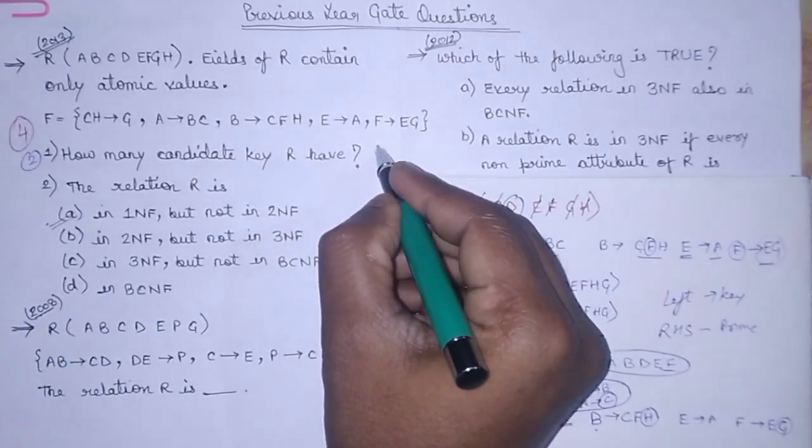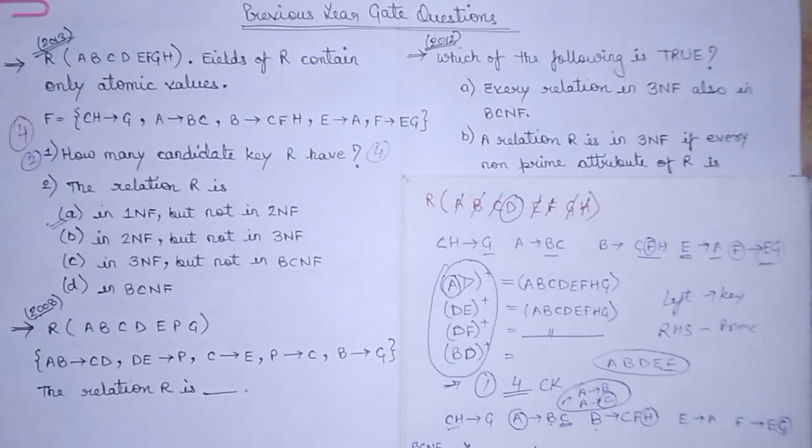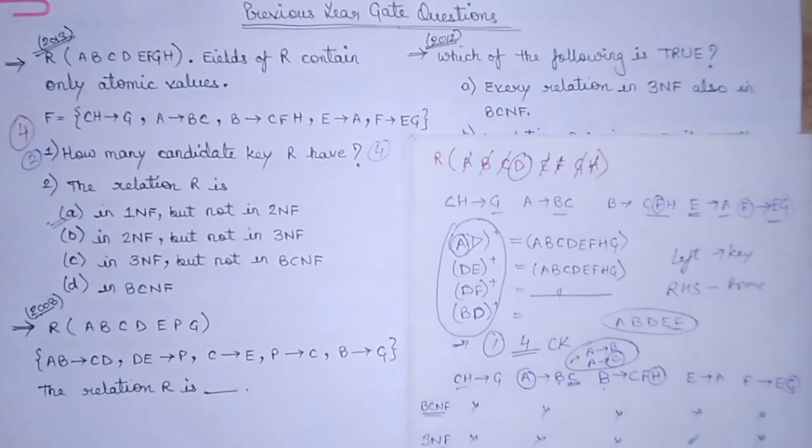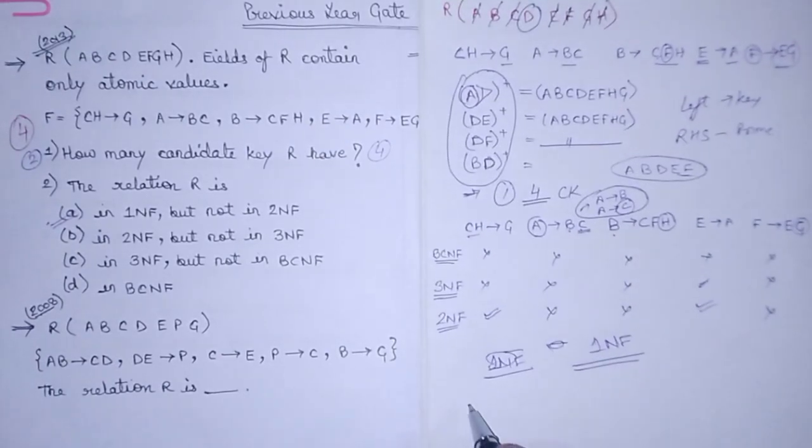And for this there are 4 candidate keys. So the answer for the first one is 4 and the answer for the second one is A, that is the relation is in 1NF but not in 2NF. Similarly, now let's go with the second question. In the second question we are having a relation.